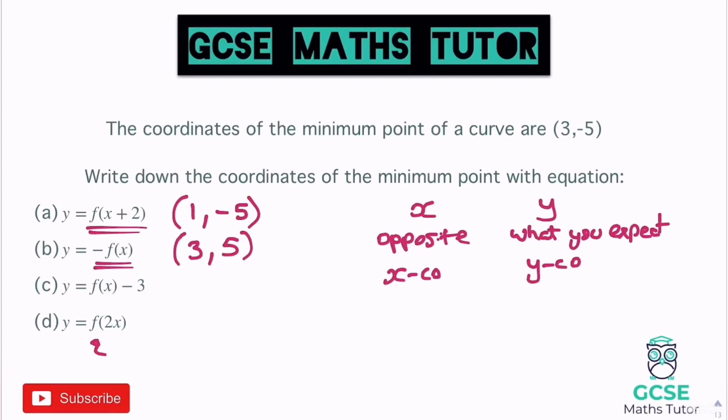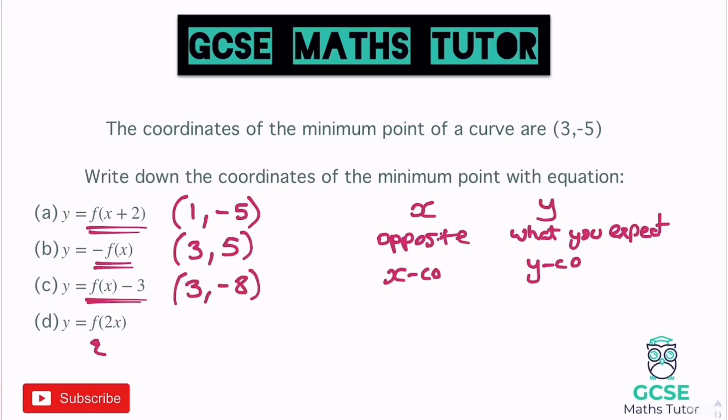Look at the next one here. We've got a -3 at the end. Now it's not inside the bracket, so it does what you expect. And we would expect -3 to subtract 3 from the y coordinate. So it doesn't affect the x coordinate, but it does subtract 3 from the y coordinate. So -5 would go down to -8.